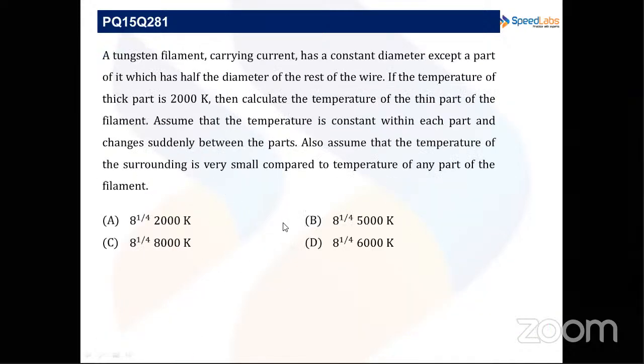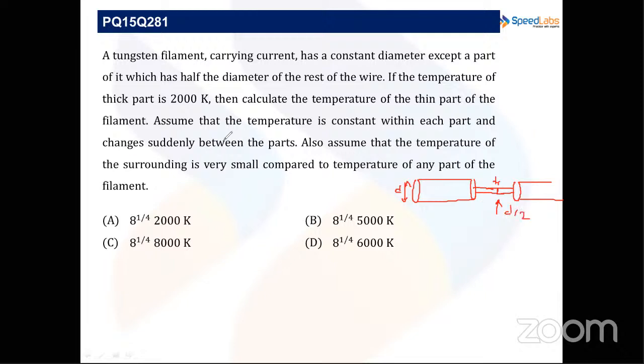A tungsten filament carrying current has a constant diameter except a part of it which has half the diameter of the rest of the wire. So basically the scenario is that there is a wire with constant diameter, but a small part of it has a lesser diameter, and this is like diameter d, and the diameter of this part is d/2. This is d/2, half the diameter.